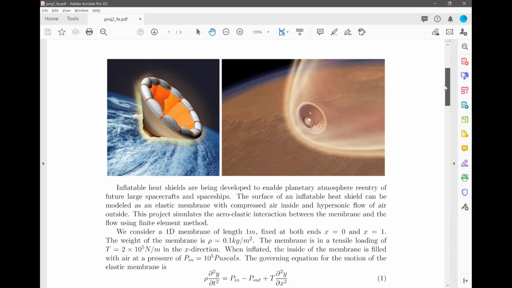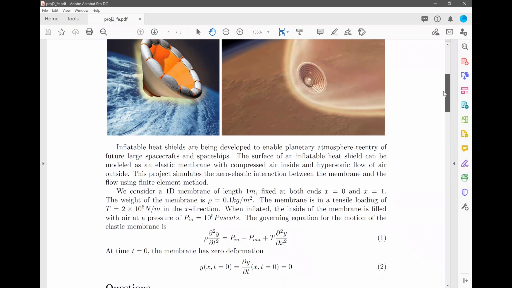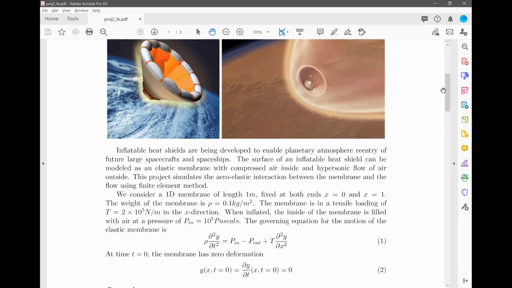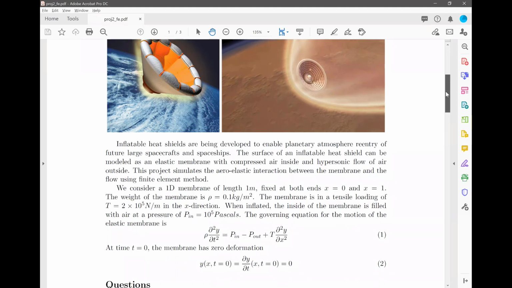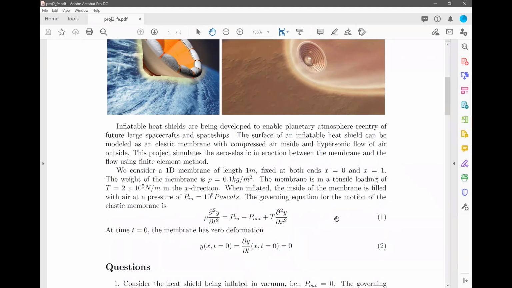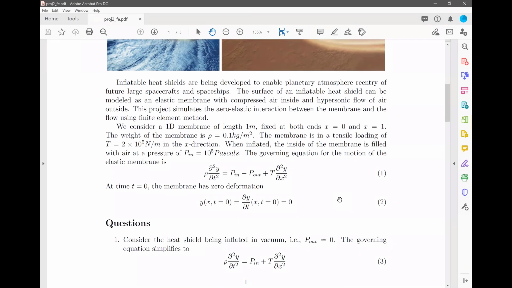Basically, we are looking at a soft material during reentry, like coming down from space. So going through vacuum and atmosphere at hypersonic speeds. We are modeling the soft object as a membrane, but we are only considering a one-dimensional membrane. In reality, it'll be a two-dimensional object, but for simplicity of this project, we'll treat it as one dimension.